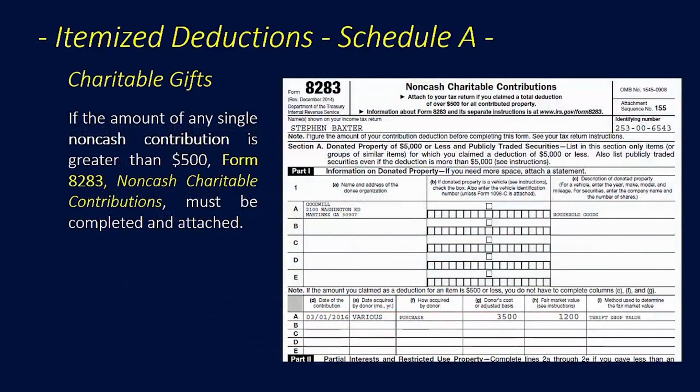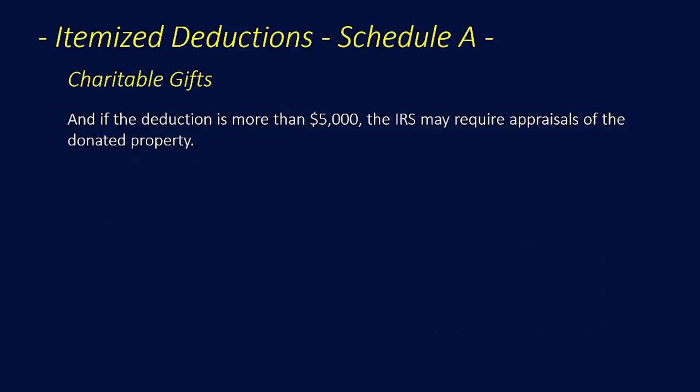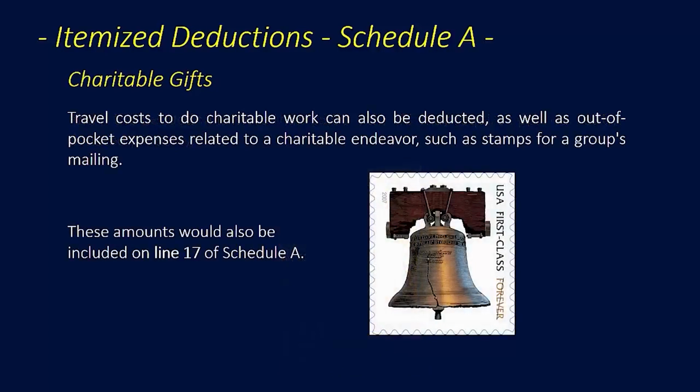If the amount of any single non-cash contribution is greater than $500, then Form 8283, non-cash charitable contributions, must be completed and attached to the Schedule A and to the tax return. And if the deduction is more than $5,000, the IRS may require appraisals of the donated property. Travel costs to do charitable work can also be deducted, as well as out-of-pocket expenses related to a charitable endeavor, such as stamps for a group's mailing. These amounts would also be included on line 17 of the Schedule A.